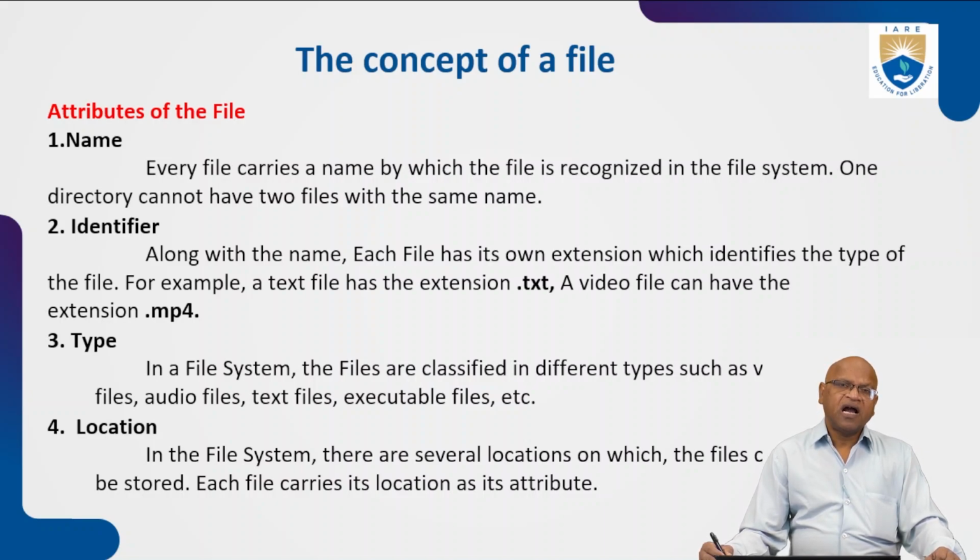So what is the identifier? Along with the name, each file has its own extension which identifies the type of the file. For example, a text file has the extension .txt. A video file can have the extension MP4, a document .doc, or suppose it is PDF. Like this, that is the identification of the file. That is the identifier. Any file, once you are saving in the system, requires the identifier along with the name, that is the extension to the name.